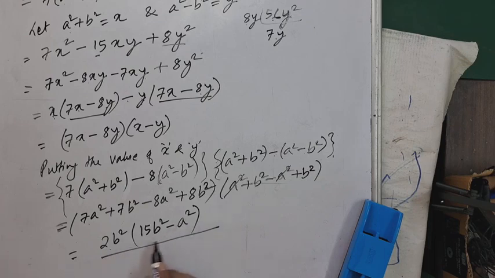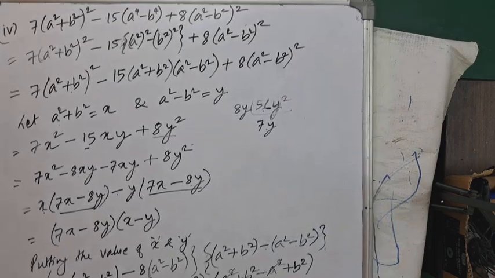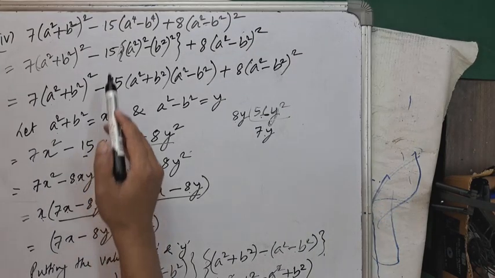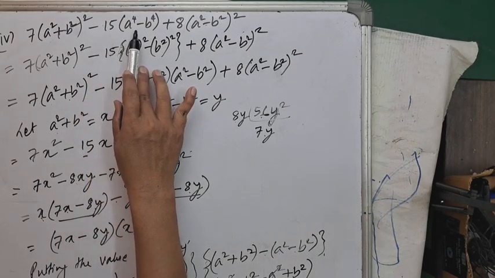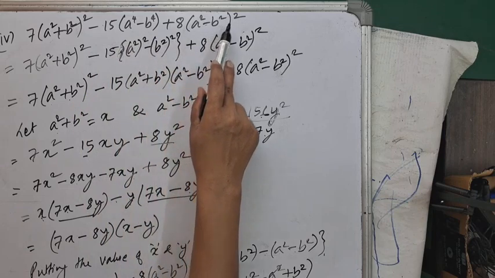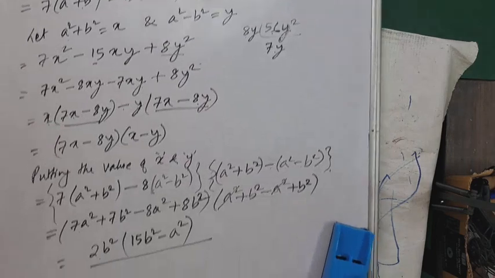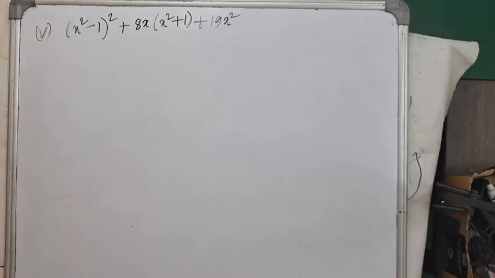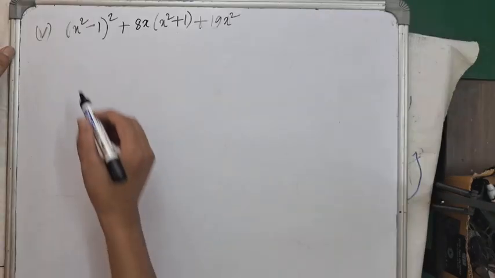These two are the factors of 7 into a square plus b square whole square minus a to the power 4 minus b to the power 4 plus 8 into a square minus b square whole square. This is the solution for question number 4. Now let's do question number 5.